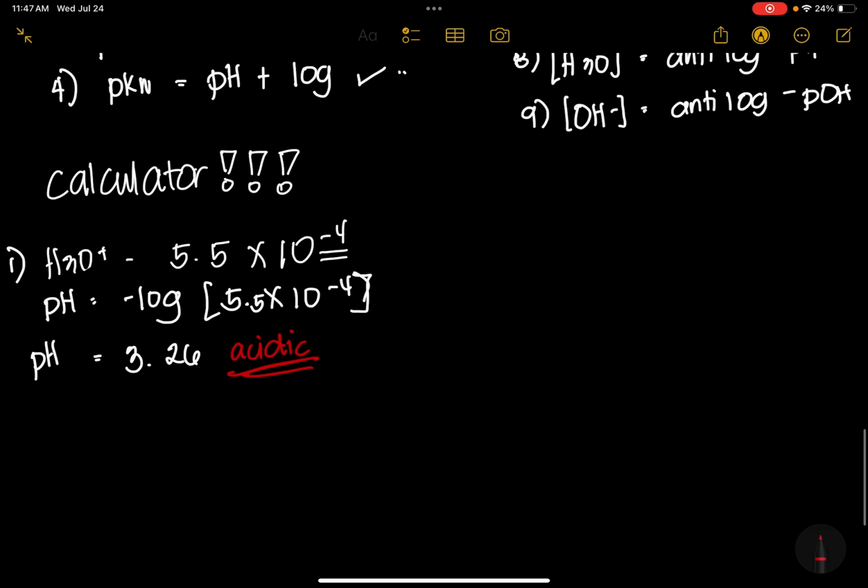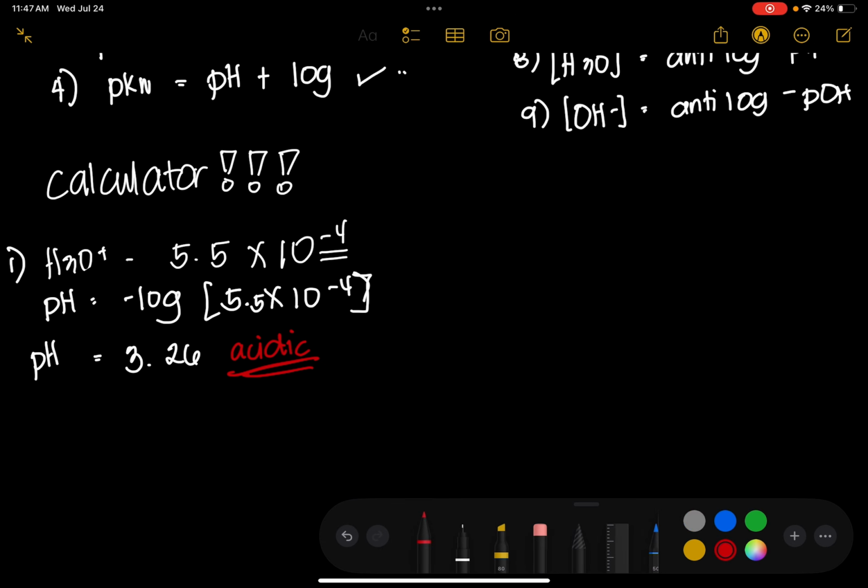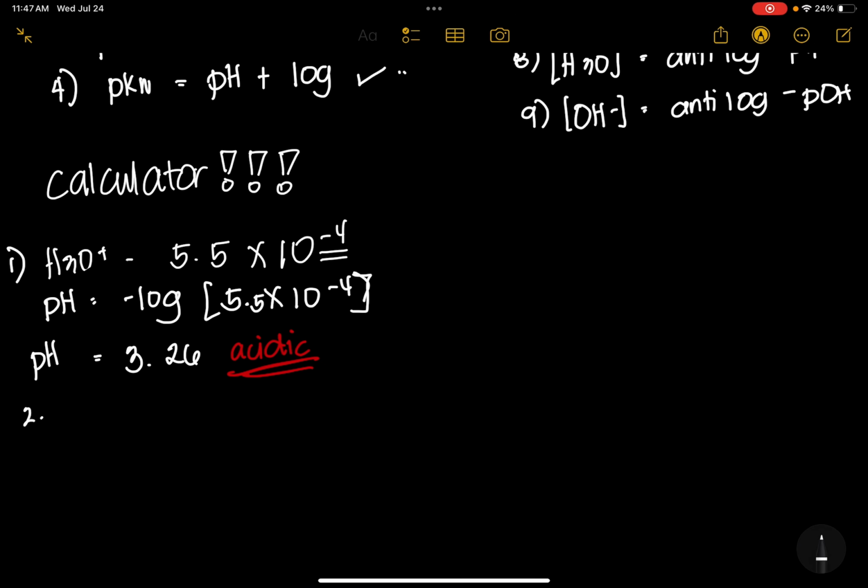So, number 2. We have the pOH of the solution. So, the given is pOH. The solution is 5.7, slightly acidic. And then, calculate the pH of the solution. So, what is asked is pH.